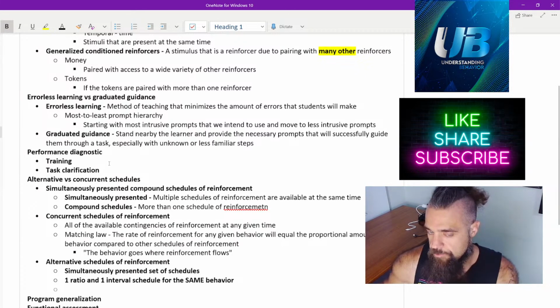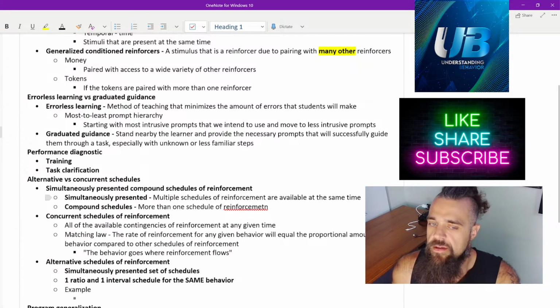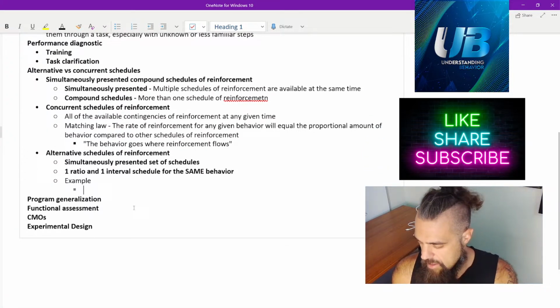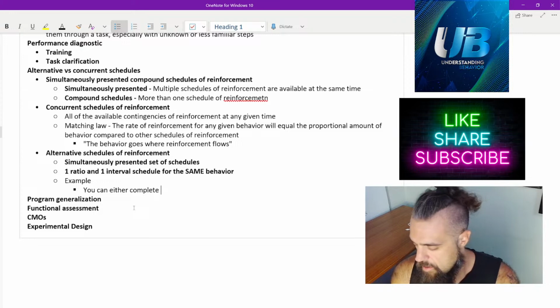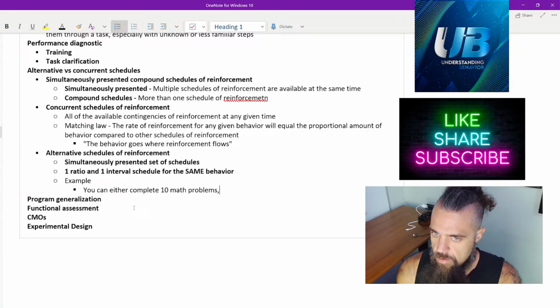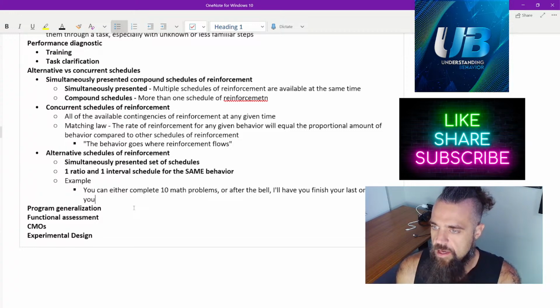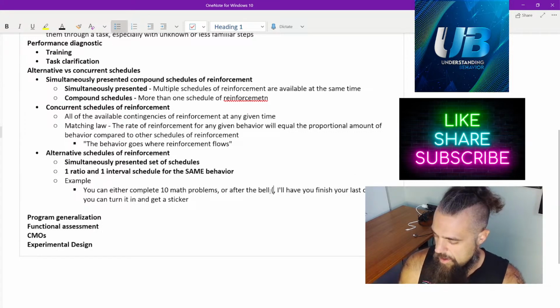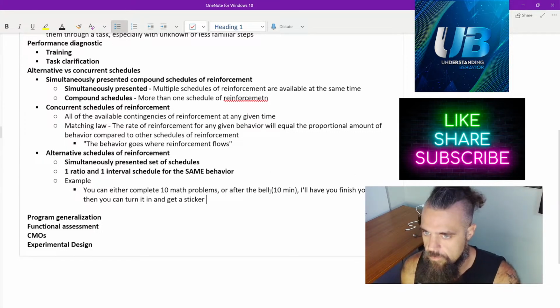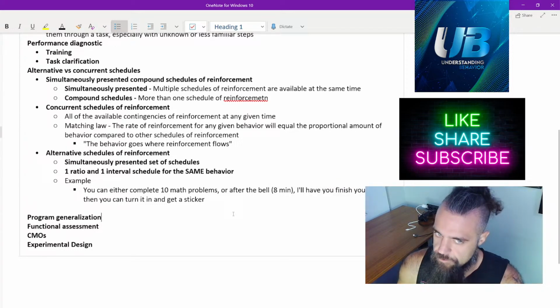So here's an example. I could tell a student that you can either complete 10 math problems, or after the bell, I'll have you finish your last one. Then you can turn it in and get a sticker. So here's our two different schedules of reinforcement. Let's just say after the bell, and the bell is 10 minutes. Let's make it 8 minutes just to make the numbers different.